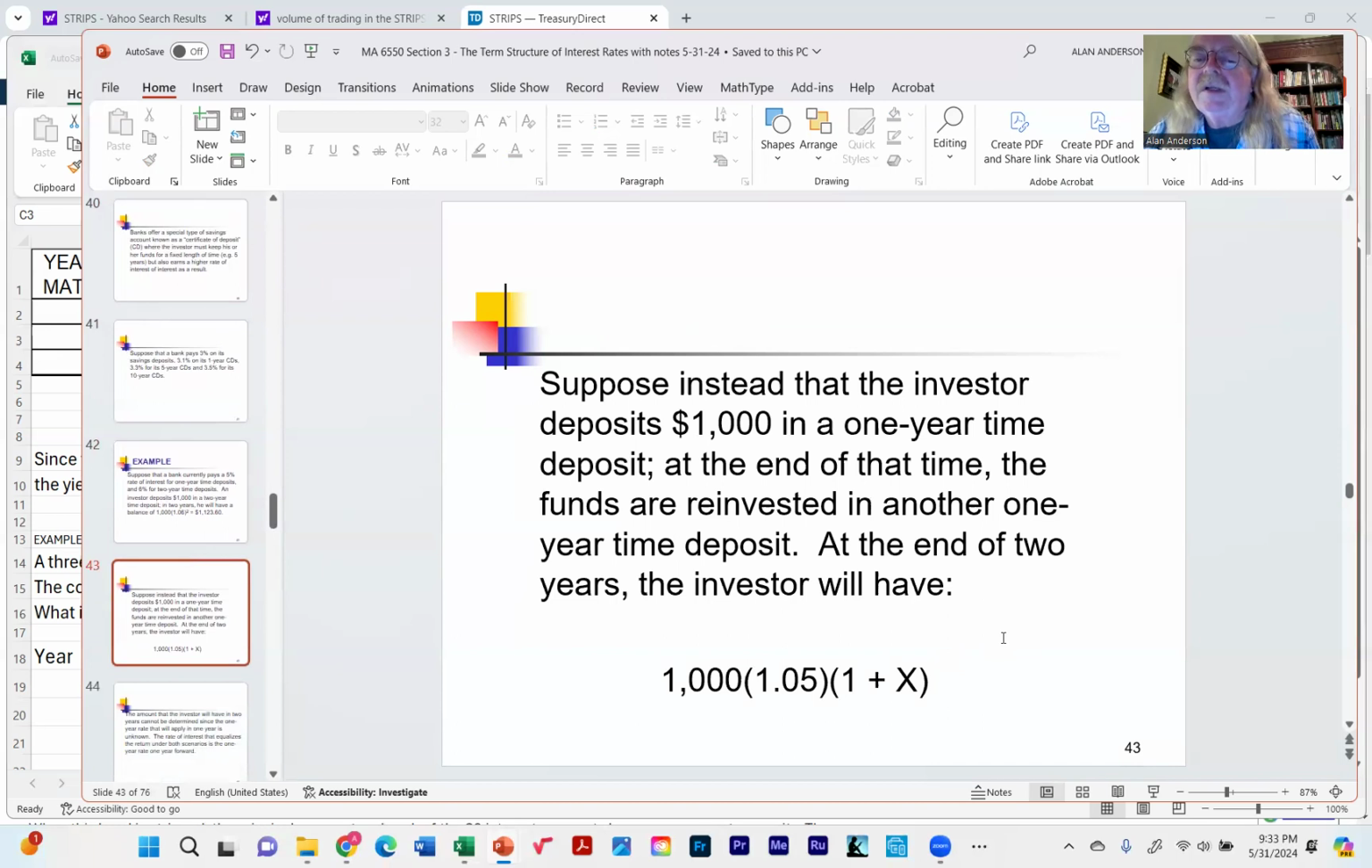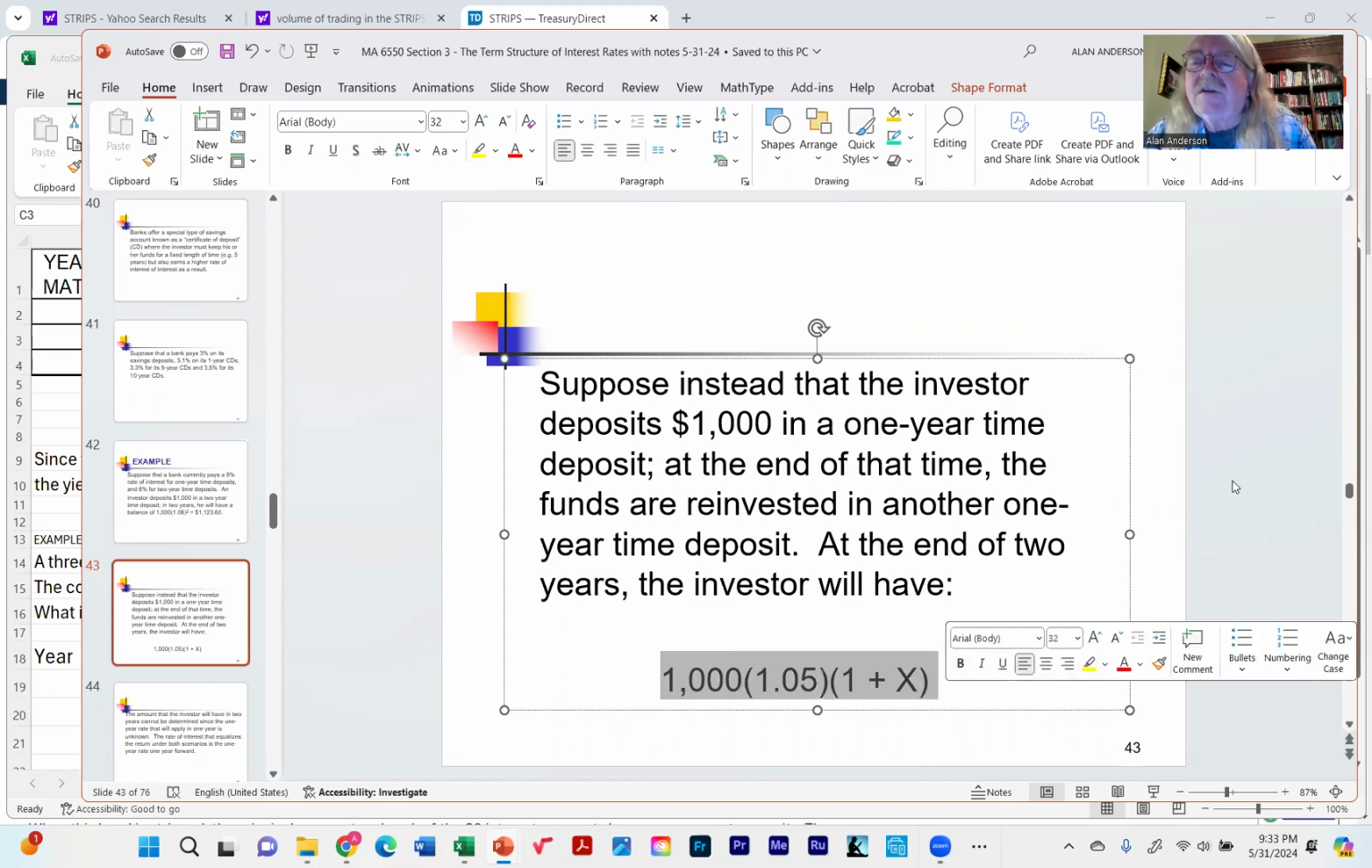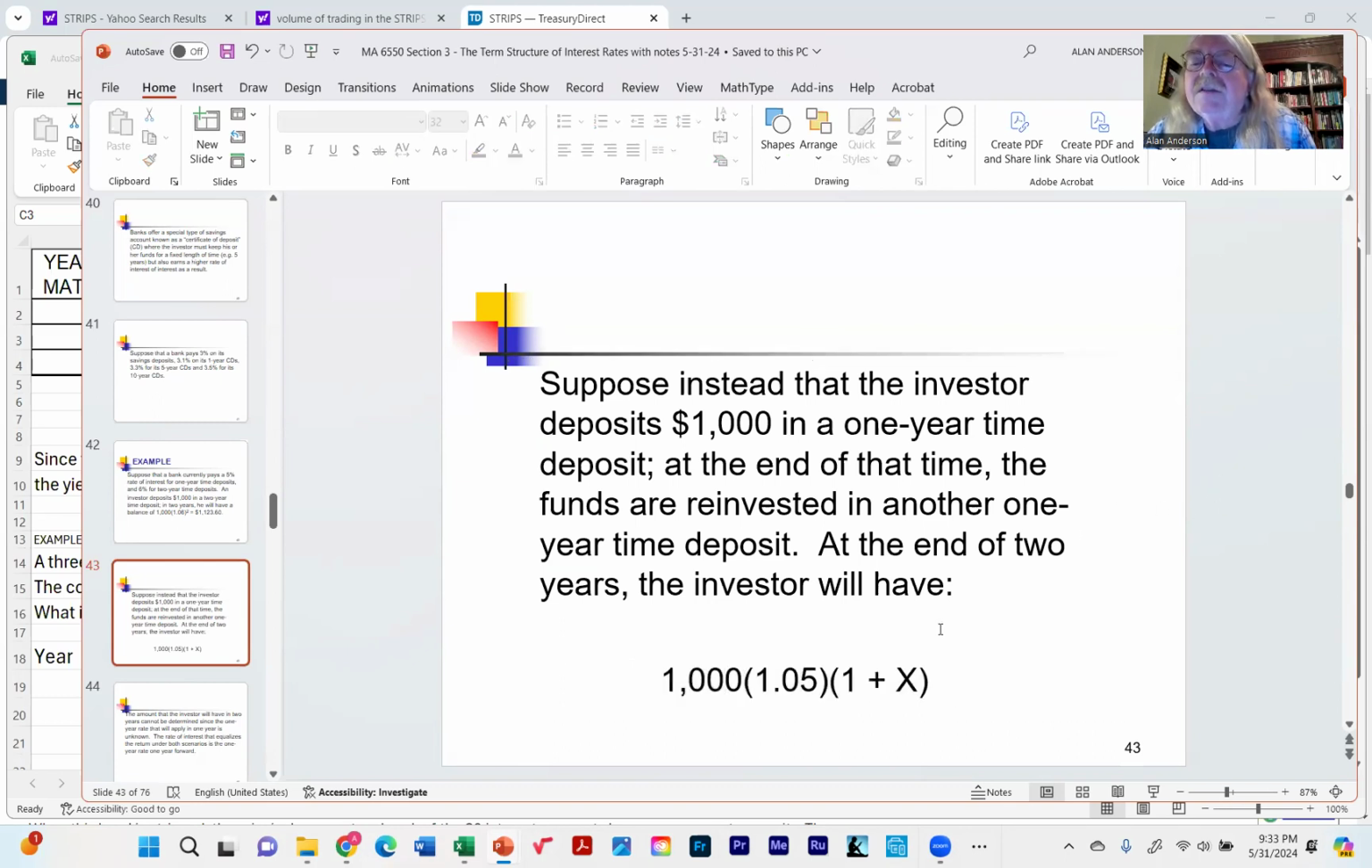But what if you did the following? You put your $1,000 in a 1-year time deposit, and when it matures, you roll it over into another 1-year time deposit. So it's still a 2-year investment, but you're starting again at the end of the first year. You lock in a 5% rate of return, and then whatever amount you have in your account, you stick it in the bank for another year at whatever rates are available at that time. So this is what you'll have. This is your future value, and you notice X is the variable. What's missing here is what rate are we earning during the second year?